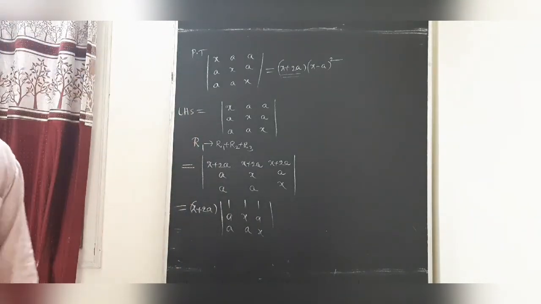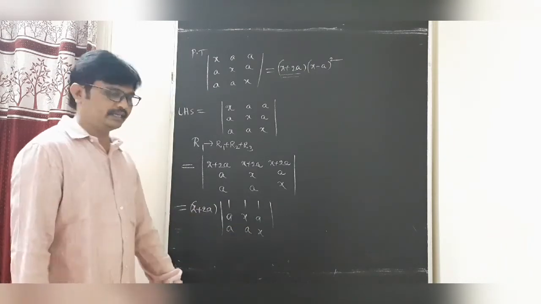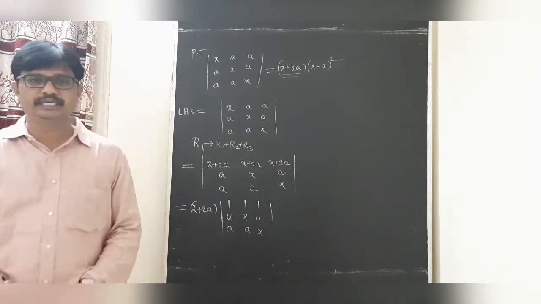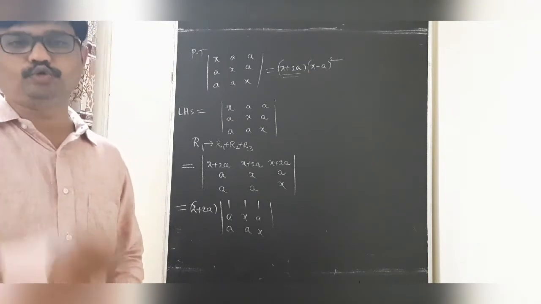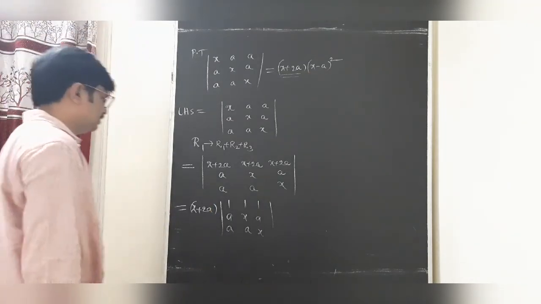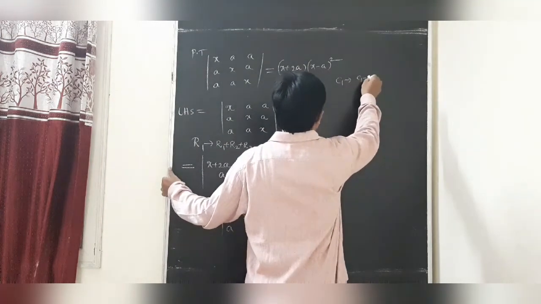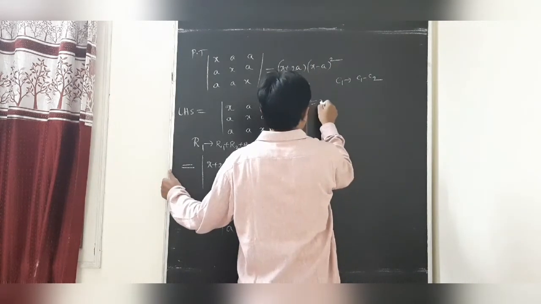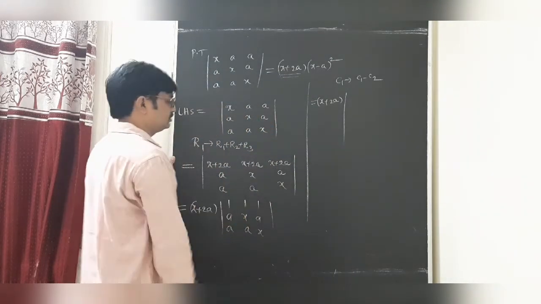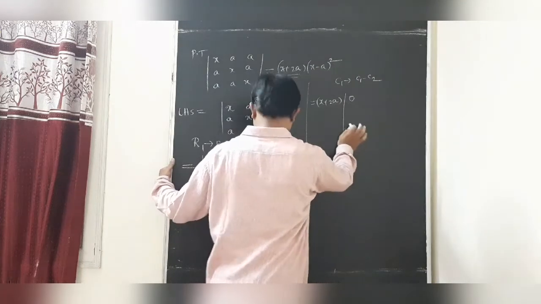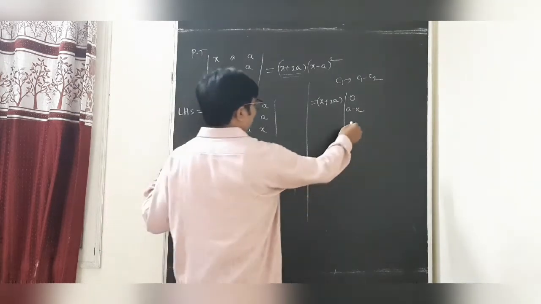The first row has each element 1, so we can make two of them 0. We write C1 is replaced by C1 minus C2, and C2 replaced by C2 minus C3. C1 minus C2: 1 minus 1 is 0, then a minus x, and a minus a is 0.